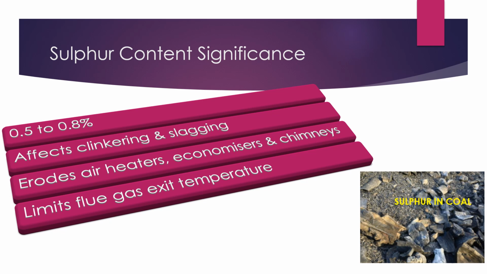Another important property of sulfur is that it results in corrosion of air heaters, economizers, and chimneys. Sulfur trioxide, which is one of the products of combustion, reacts with moisture and forms sulfuric acid. When this sulfuric acid reaches its dew point, it condenses and results in corrosion of air heaters, economizers, and chimneys. Higher sulfur content facilitates quick formation of sulfuric acid. Hence, sulfur content in coal limits the flue gas temperature in air heaters.